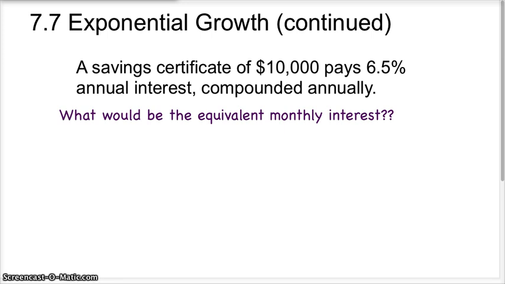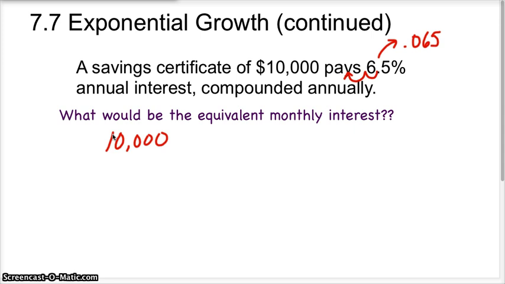So they don't want to know the total amount of money you have after a year or after a month. The question's asking about interest. So to find interest, we're going to take the amount of money for the certificate, $10,000, times the percent interest. Remember, we need to take the percentage and change it to a decimal by moving the decimal place 2 places to the left, so 0.065.